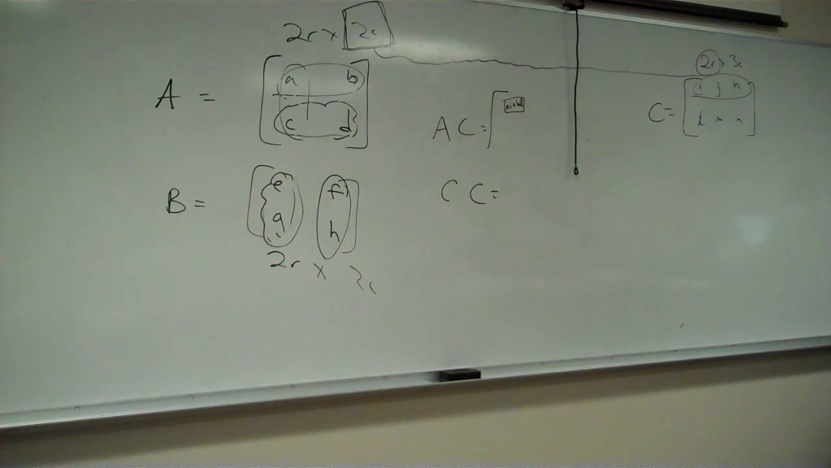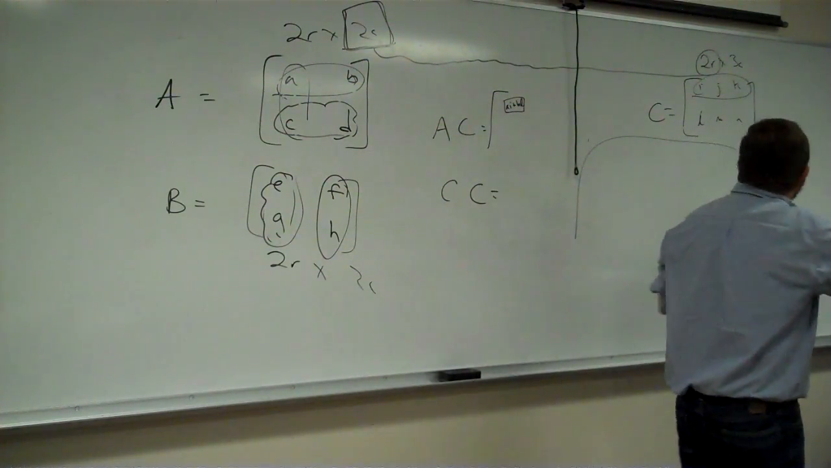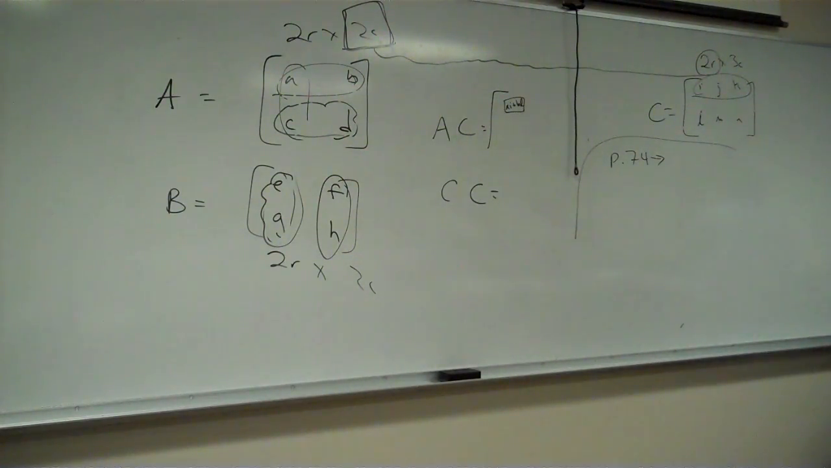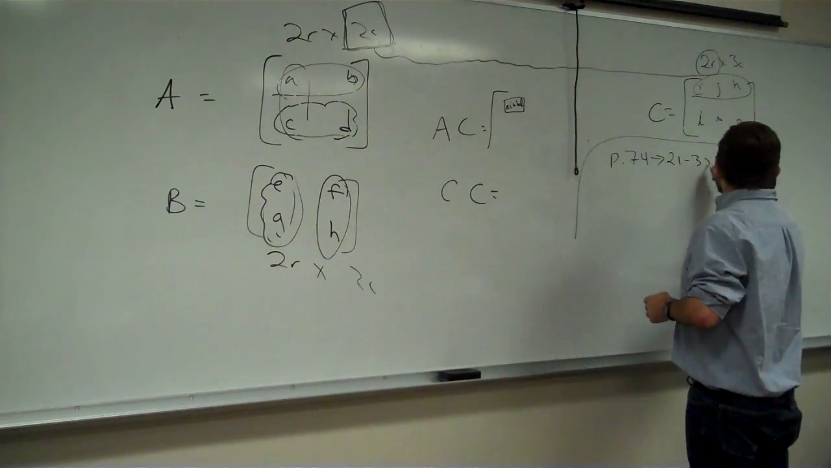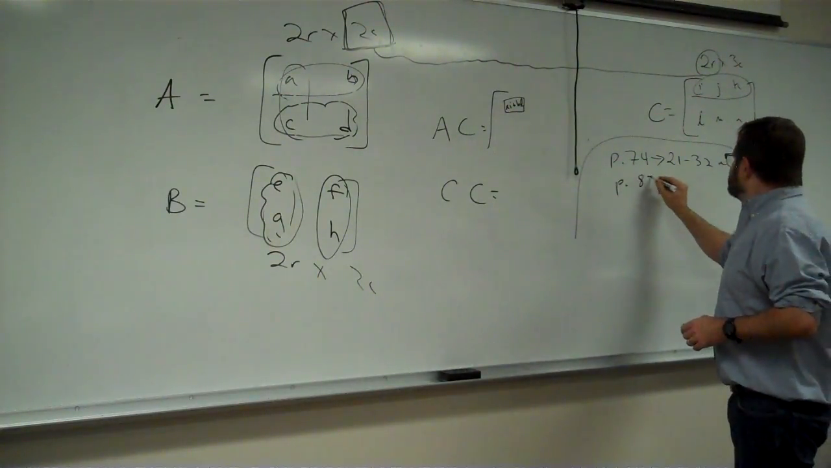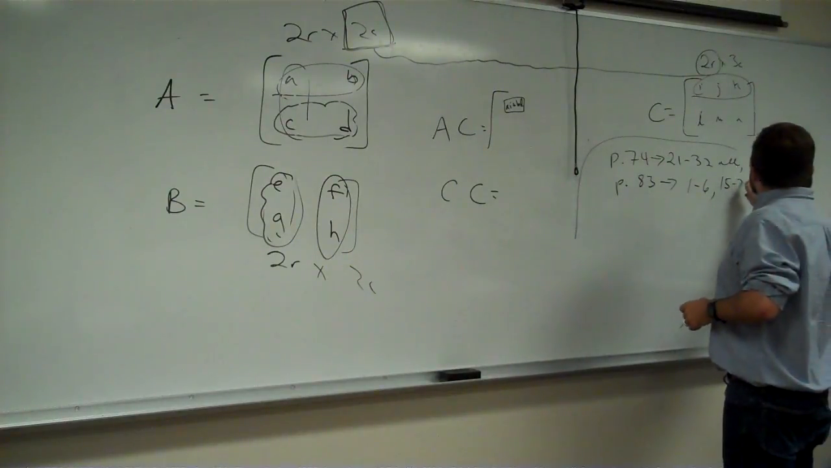Hold on just a second here. You have an assignment, but it is not going to break you. Even dead-inside MJ will survive this one. You know I'm just teasing you, MJ, right? On page 74, you're going to do 21 to 32, all. And on page 83, you're going to do 1 to 6, and 15 to 22. Is that it? That's it.